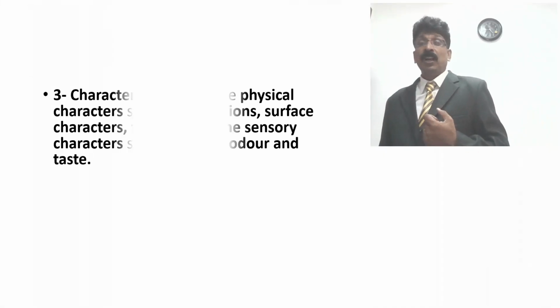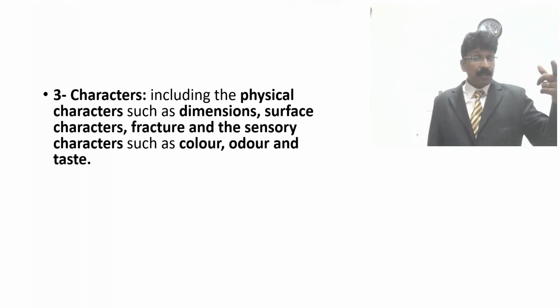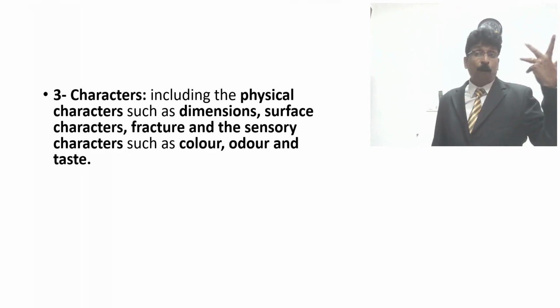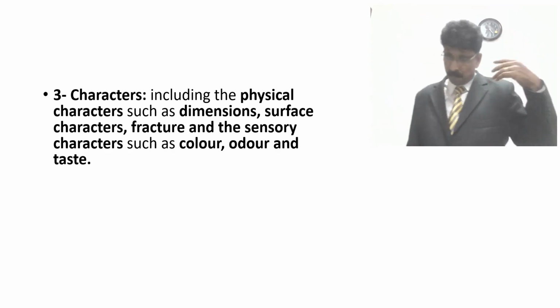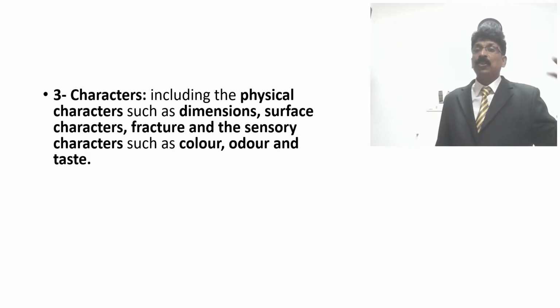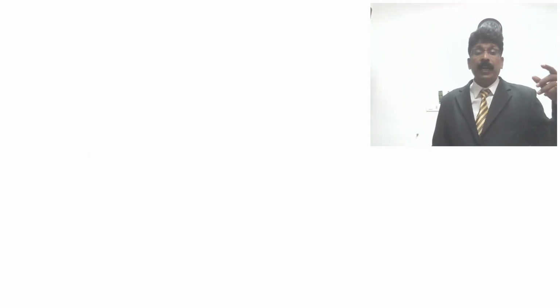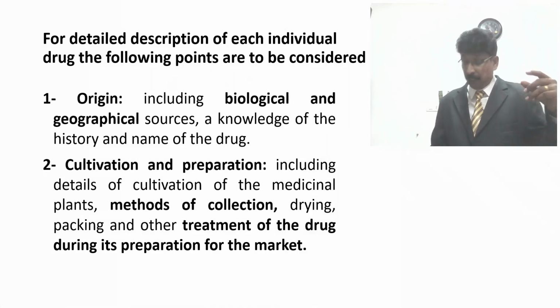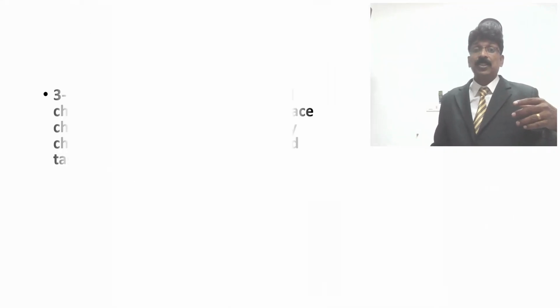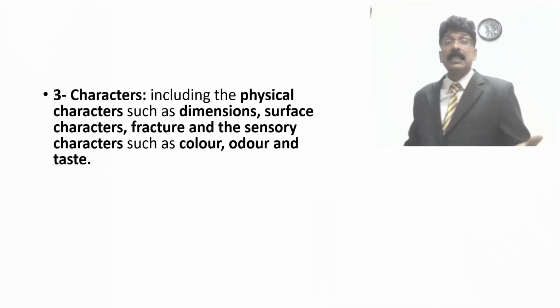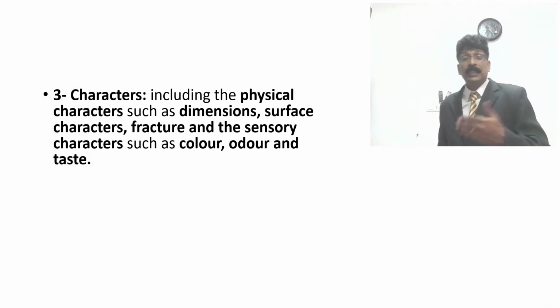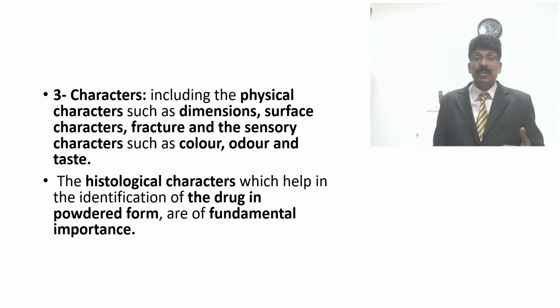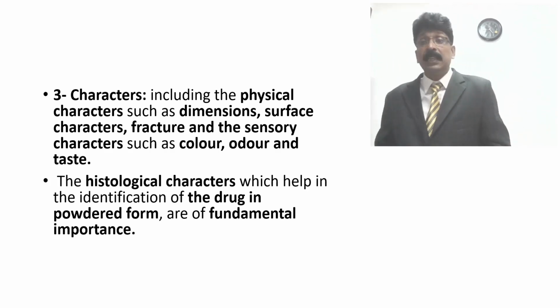So these are the next points. You should remember there are 7 points, all 7 of them. The first one is biological and geographical sources. The second, you should have an idea about cultivation and preparation, where collection all comes in. Then the characters, including physical characters, dimension, surface characters, fracture, sensory characters, color, odor and taste. Then come histological characters, microscopical characters.